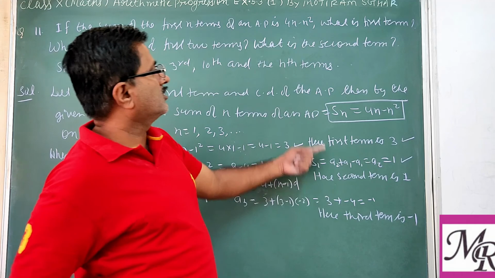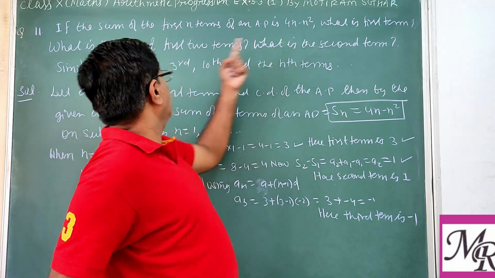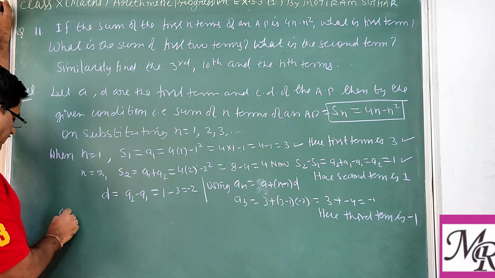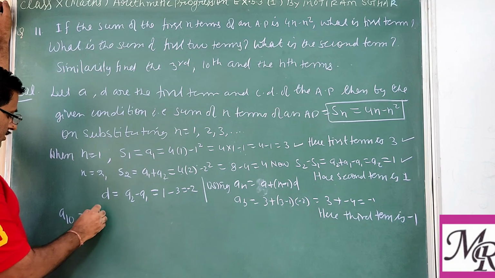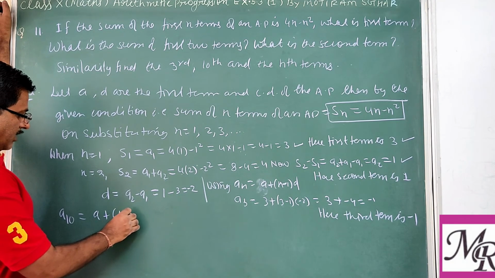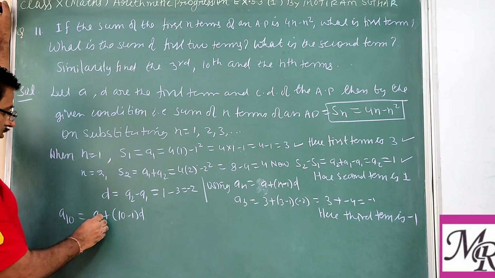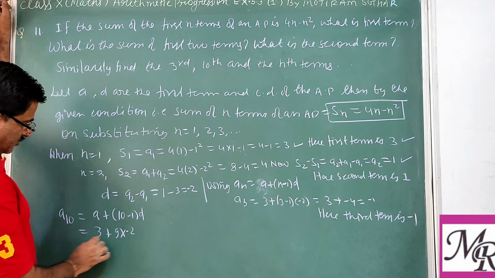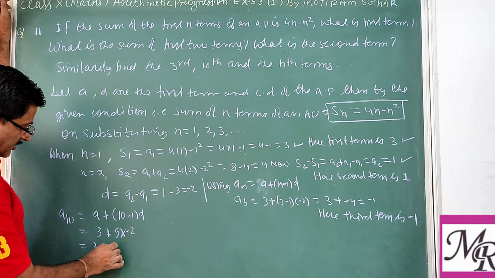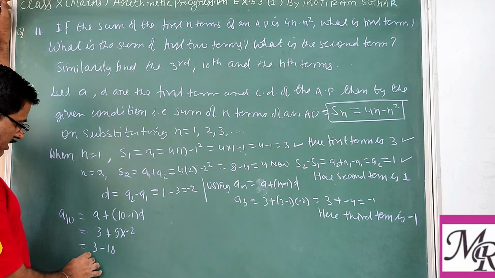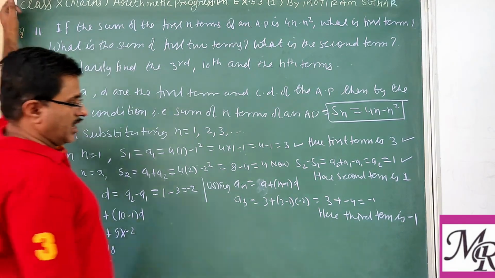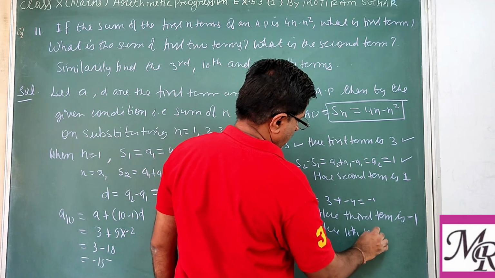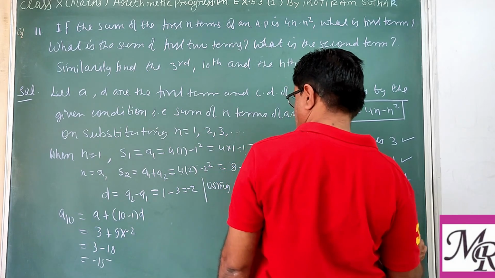So we get 3 answers: the first term, the second term, the third term. Now the 10th term. Again using the formula A plus n minus 1 into D, A we are getting as 3, n minus 1 is 9, into D, and D is minus 2. So 3 minus 18, 9 into 2 is 18, that is minus 15. So you write here the 10th term is minus 15.